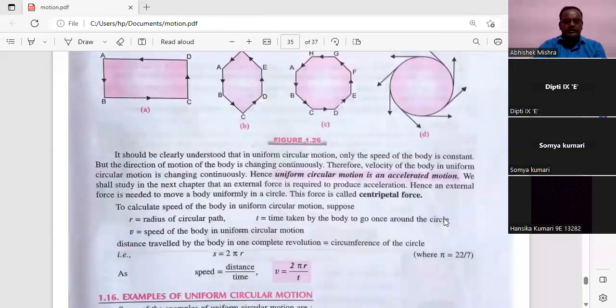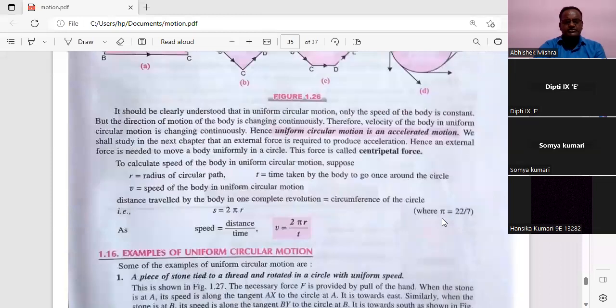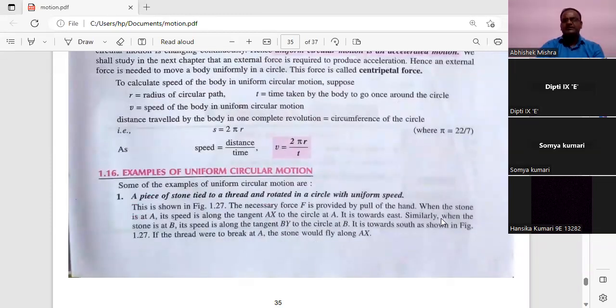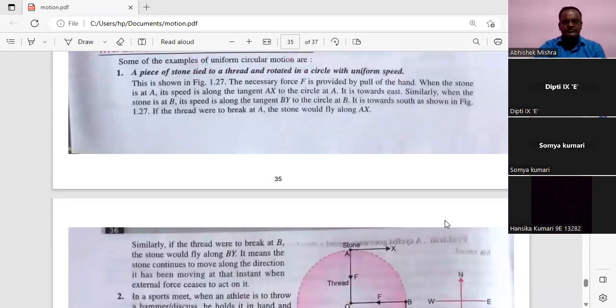Now see. So this is the speed. Speed is equal to 2 pi r by t. For example, let us see some of the examples of a uniform circular motion. Suppose a piece of stone tied to a thread and rotated in a circle with uniform speed. If you hold a piece of stone with a thread and then rotate it round and round, keeping your hand as the center at one position, this is an example of uniform circular motion.